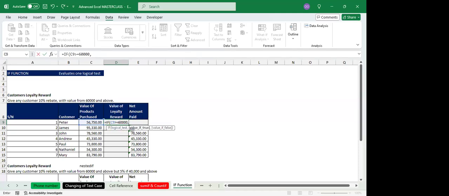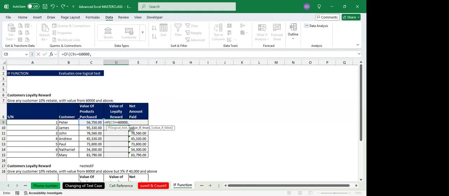Now, the next argument is saying value if true. That is, if the value of purchase is actually greater than 60,000, what should happen? Do you understand it now? If it is actually greater than 60,000, what should happen? And I'm saying this is what should happen.